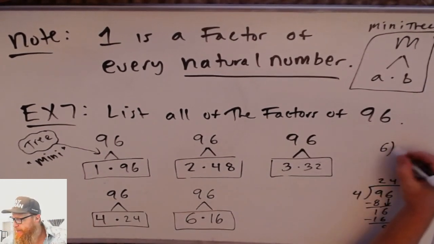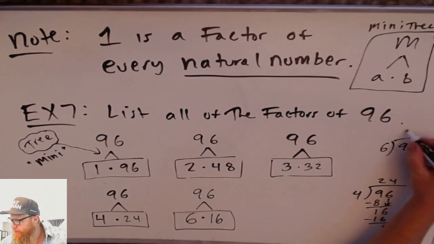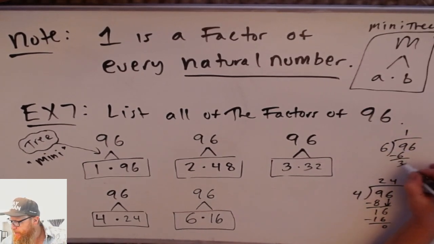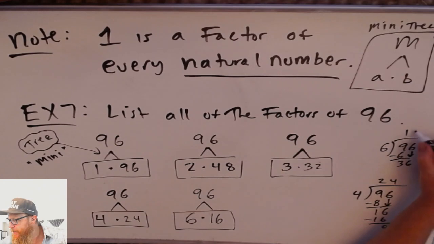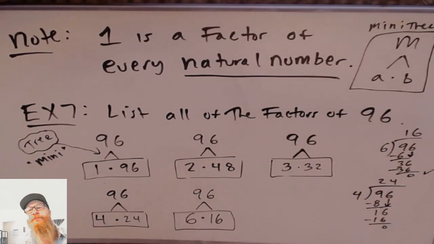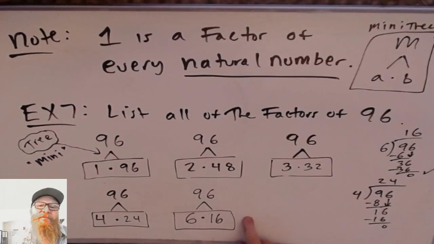Yeah, 6, 96, 1. Bring down the 6. 6 goes into 36 6 times. Remainder 0. Check. But if you're good at mental math, 6 times 16 is 96. All right, 7. You could try it.